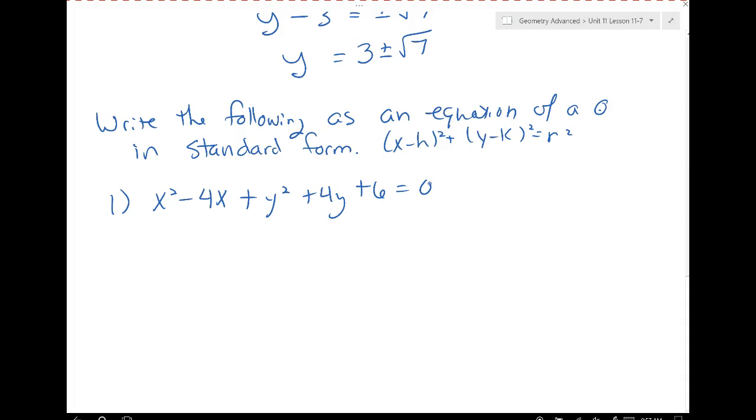So here's the only thing that means. How many sets of parentheses do I have when I have an equation of a circle? 2. So how many times do you think I have to complete the square? Twice. If it's not 0, let me show you some examples with this.